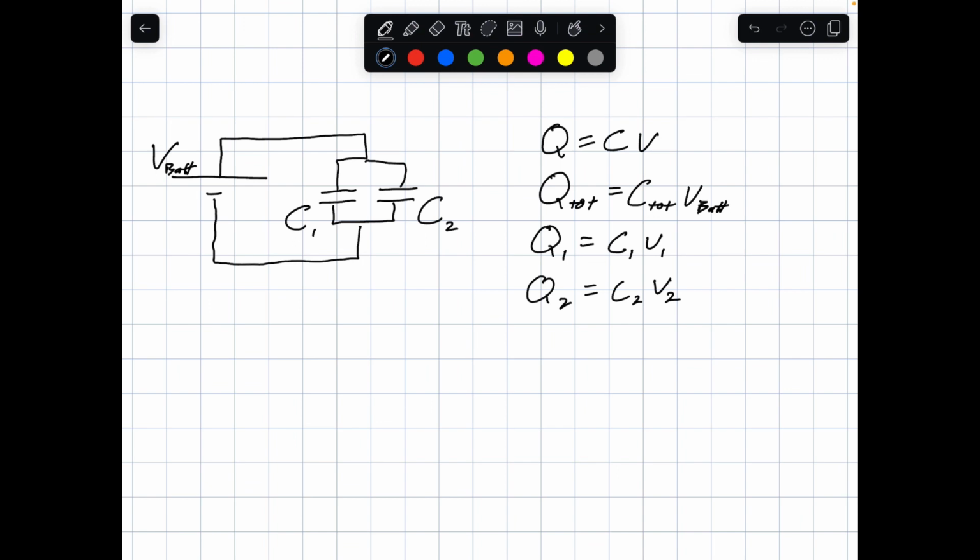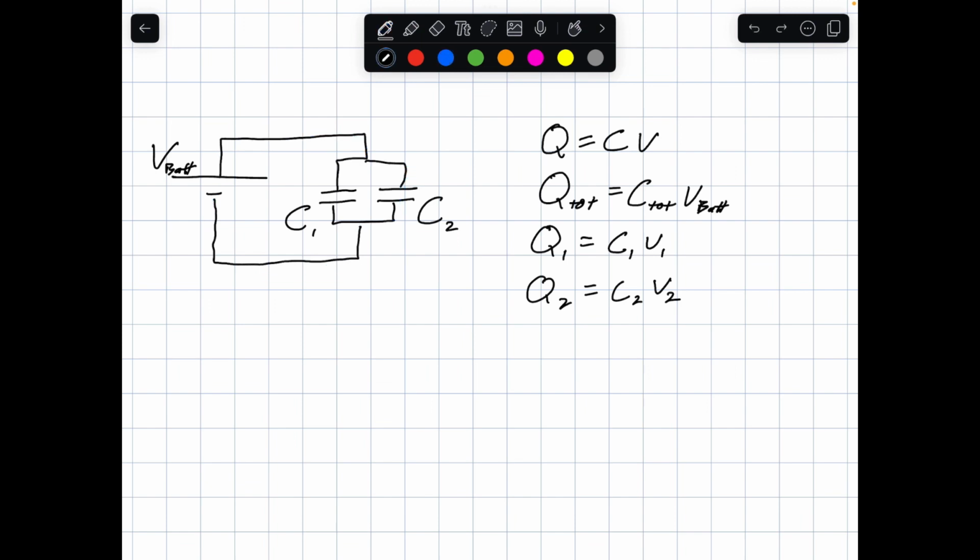What are the other things that we know? Well, keep in mind the loop rule is going to be really key here. The loop rule tells us that through any loop in a circuit, the total voltage has to add to 0. So whatever the voltage is on the battery has to be the same voltage as what's on capacitor 1, because I go through that loop only through the battery and capacitor 1. And the same is true when I go through capacitor 2 and come around. So that means the voltage on the battery is also equal to the voltage on capacitor 2.